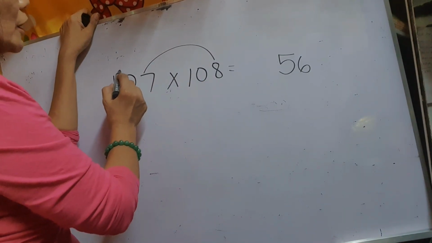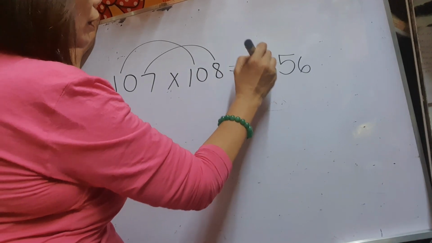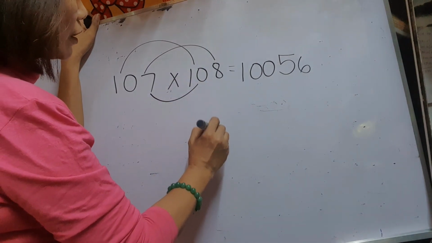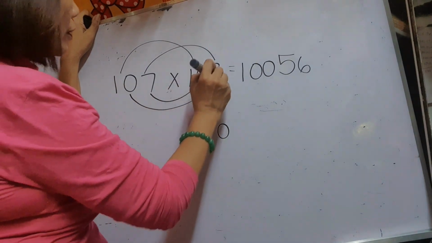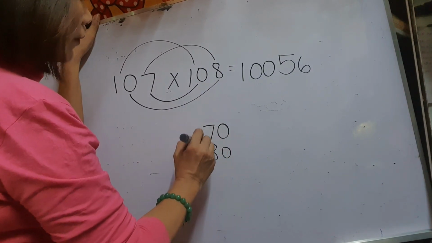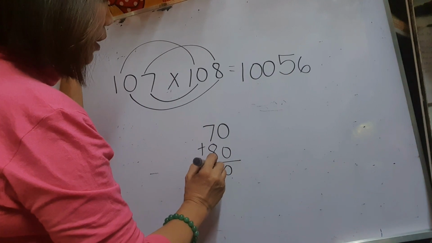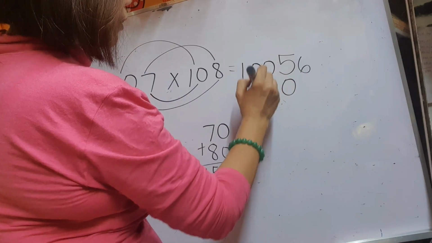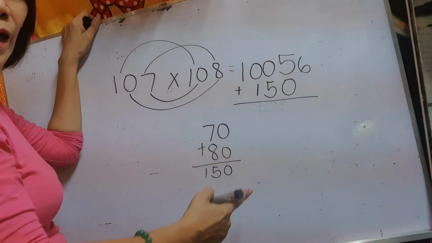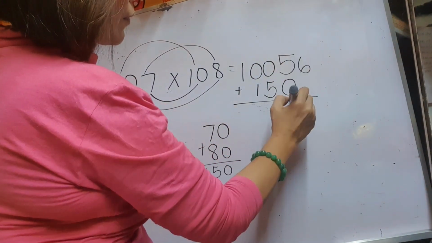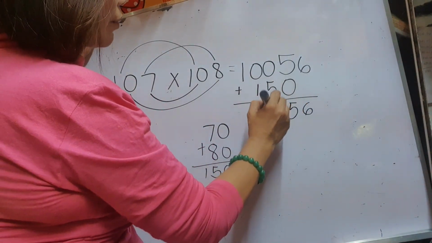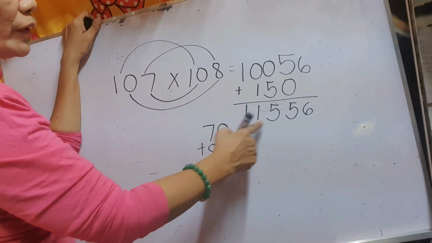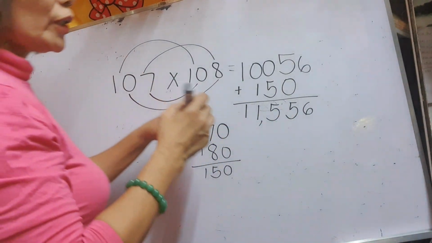Okay, so this one, this is now 5 times 10, this is now 100. Now we have here 7 times 10, so that is 70. Now we have here 10 times 8, this is now 80. Okay, so 0, 7 times 8 is now 15, and then we just have to put it here 5 and then 1, and then we just have to simply add. Okay, so this is now 6, and then this is now 5. 0 plus 5 is 5. This is now 1. Ito ay 1. Okay, so this is now your answer, 11,556.